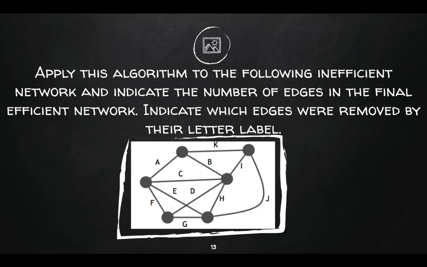Okay, we're going to apply this algorithm to the following inefficient network and indicate the number of edges in the final efficient network. Indicate which edges were removed by their letter label. So we have A through K. That means, if I'm not mistaken, there's 11 edges. 1, 2, 3, 4, 5, 6, 7, 8, 9, 10, 11. Yes, I was right. Okay.